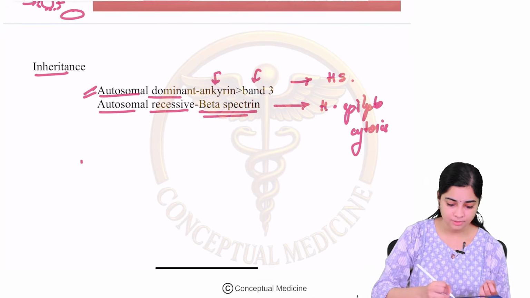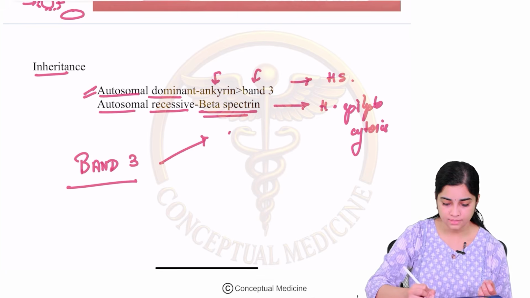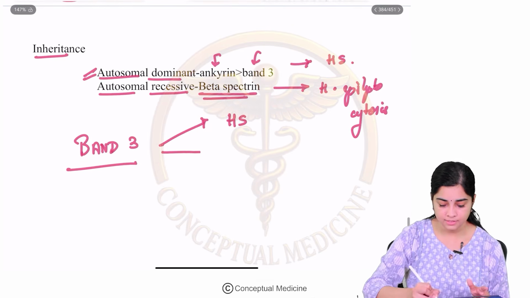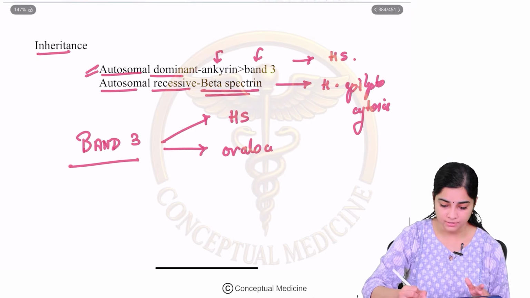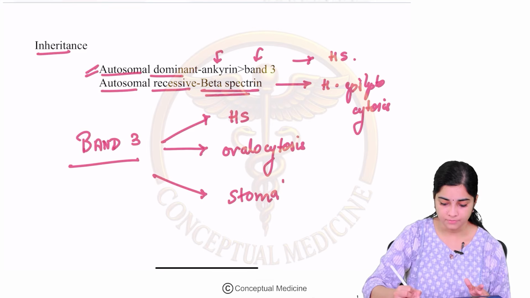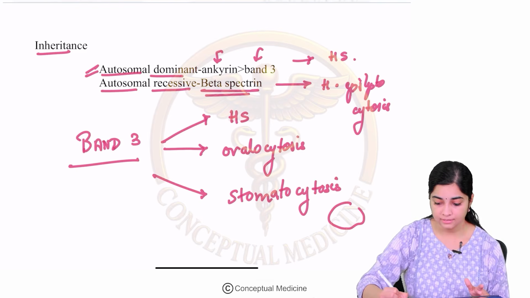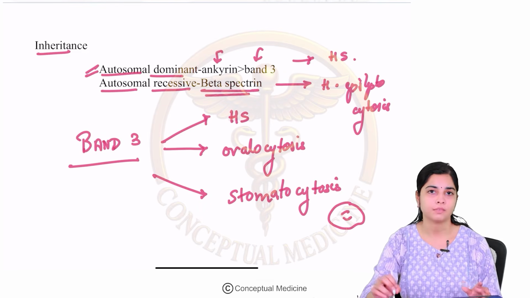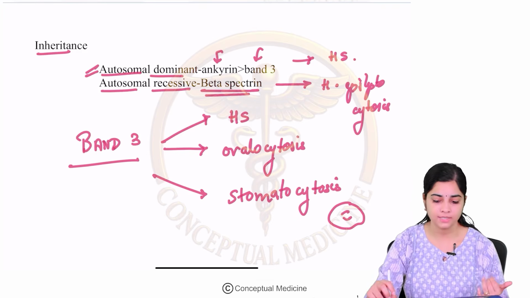Alright. Also you have to remember this band 3 protein is a very important protein which is associated with hereditary spherocytosis. It is associated with ovalocytosis, Southeast Asian ovalocytosis, and it is also associated with stomatocytosis, which basically means that the RBC becomes like a stomatocyte. Okay, so band 3 mutations are associated with hereditary spherocytosis, ovalocytosis and stomatocytosis. Okay, it's fine.